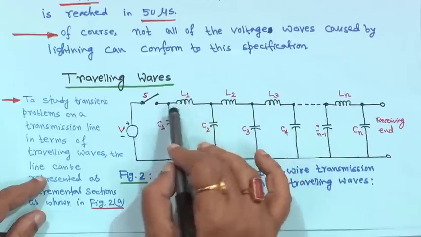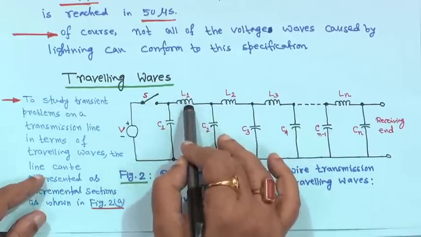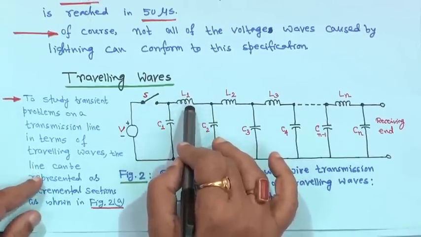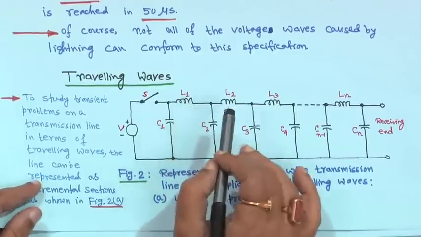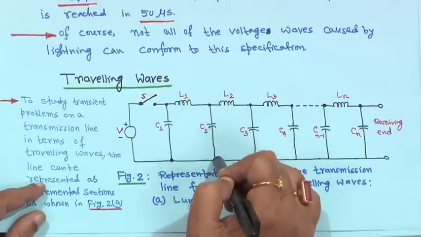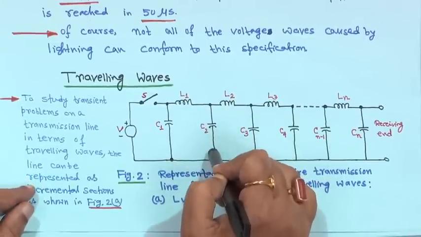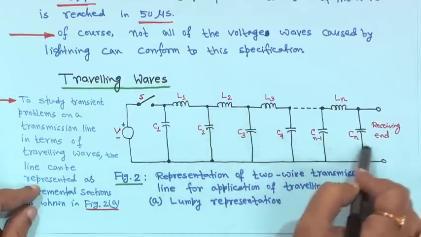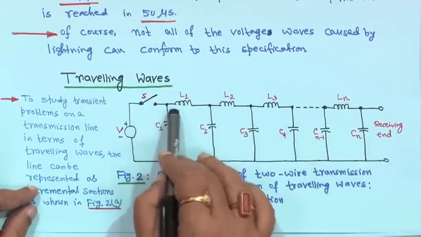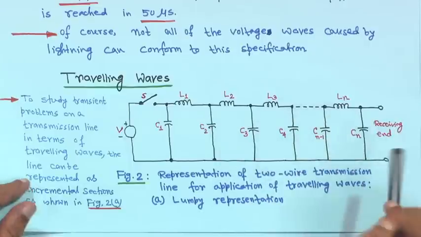So, as soon as you switch on, you know how the inductor will behave. The inductor will be open circuit, right. If the inductor is open circuit, then the voltage across C2 will not be developed immediately; it will take some time. Similarly, when the C2 voltage develops, then C3 will follow, which means a wave will travel from the sending end to the receiving end this way.